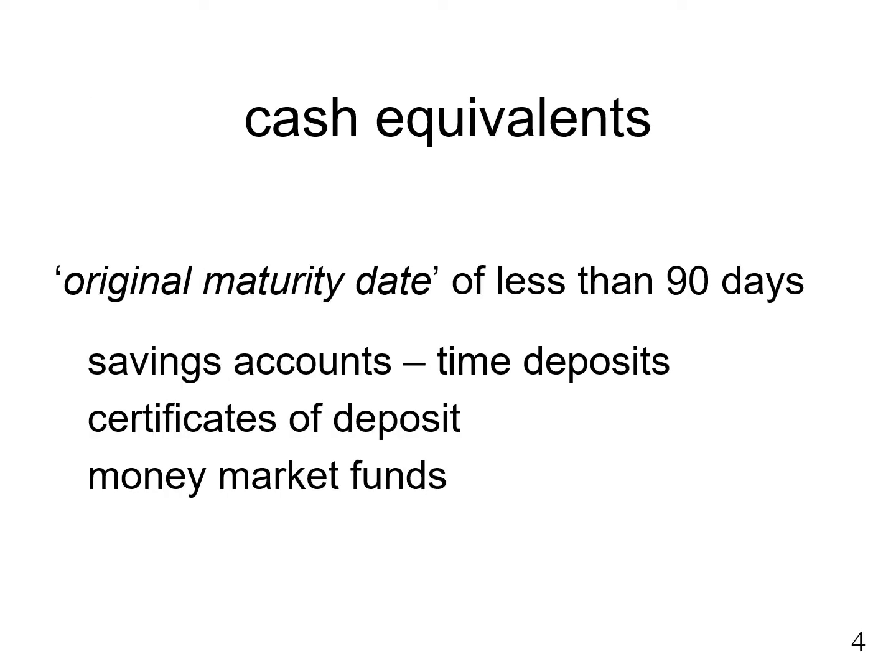Another word you should be familiar with is cash equivalents. Savings accounts, certificates of deposit, money markets are typically cash equivalents. And it's a cash equivalent if it has an original maturity date of less than 90 days. That means it matures within 90 days of when the company makes the investment. So it's not necessarily the maturity date on the certificate, but from when the company makes the investment, if it matures in 90 days, then it's a cash equivalent.